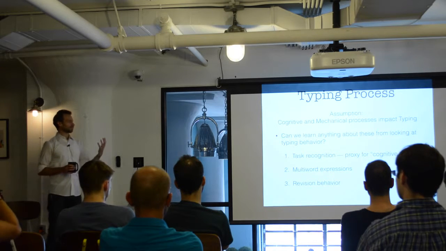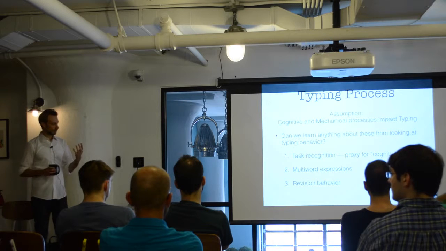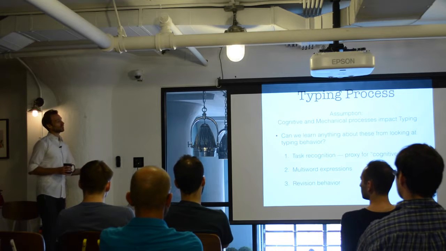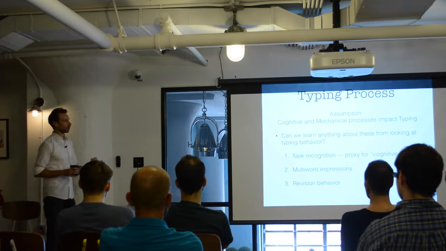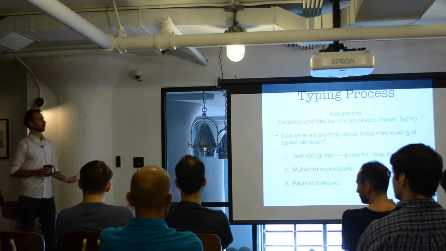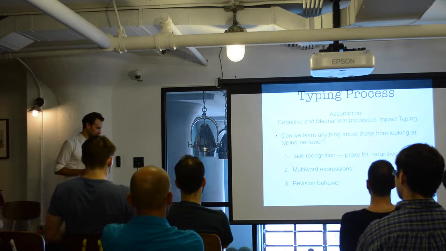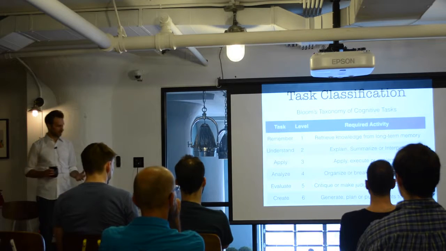So now we have this assumption here. Cognitive and mechanical processes impact our typing. That seems like a pretty sturdy assumption. So the question is, can we learn anything about the cognitive and mechanical processes that go into this by examining typing behavior? And the 3 things we'll look at here are task recognition. Can you determine what kind of mental task, what sort of cognitive demand a person is experiencing by looking at their typing? And then let's look at what happens when people type multi-word expressions, and let's see what happens when they make different kinds of revision and see if we can learn anything about their cognitive and mental processes.